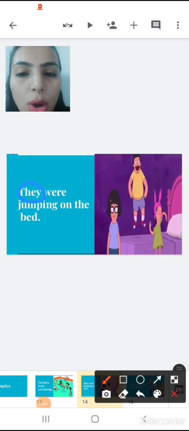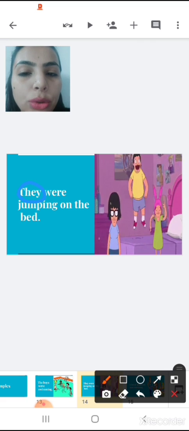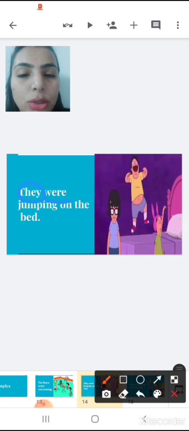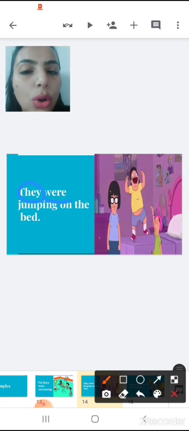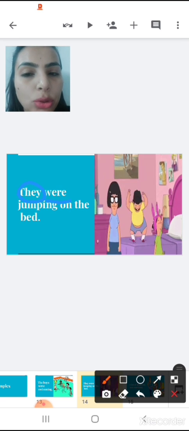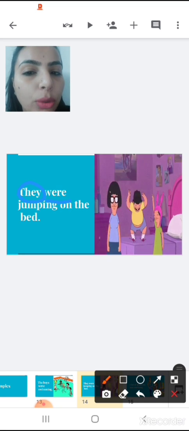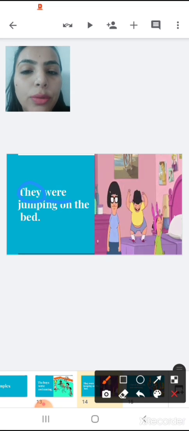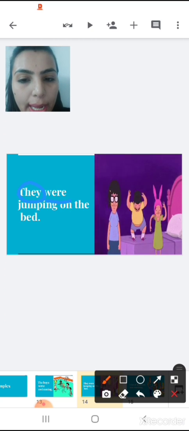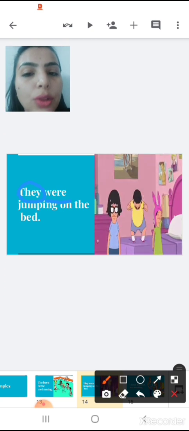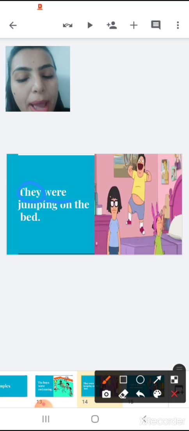We are talking about so many persons, and "were" is showing that we are talking in the past form. So whenever we are talking about so many persons, that means it shows plural. It shows a plural noun. So we use "were" with "they". So, they were jumping on the bed.